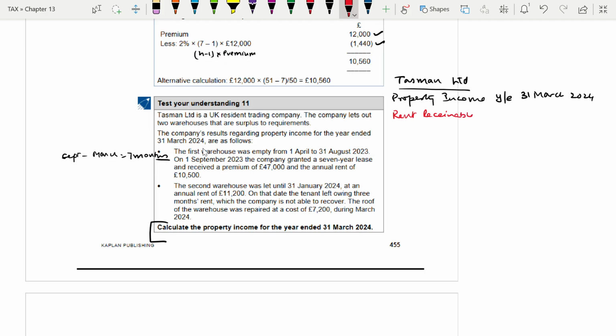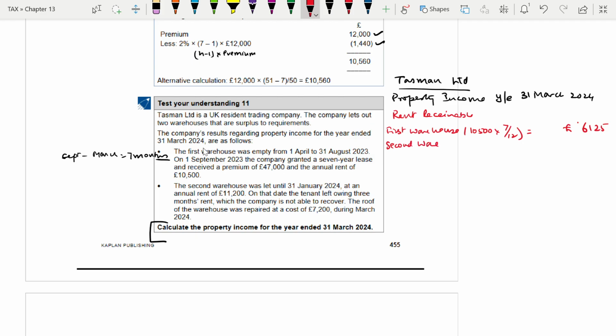First warehouse. How much is the rent? 10,500. For how many months? 7 months. It comes to how much? 6125. Is it right? Next.